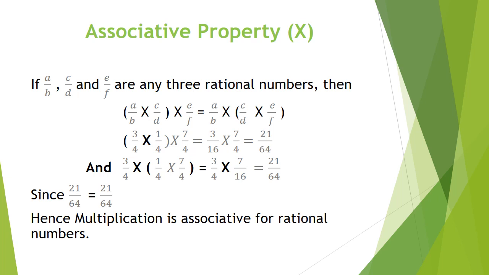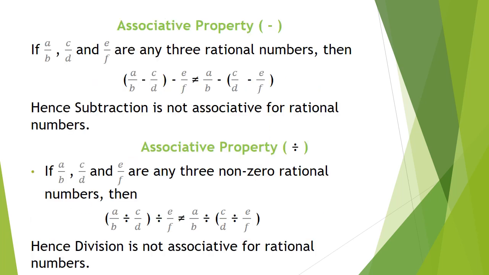Now solve the right hand side, put all the values there and firstly solve the bracket. That is 3 by 4 remains as it is, 1 seven is 7 and 4 fours are 16. Again the answer is 21 upon 64. Since both the sides are the same, hence the multiplication is associative for rational numbers.